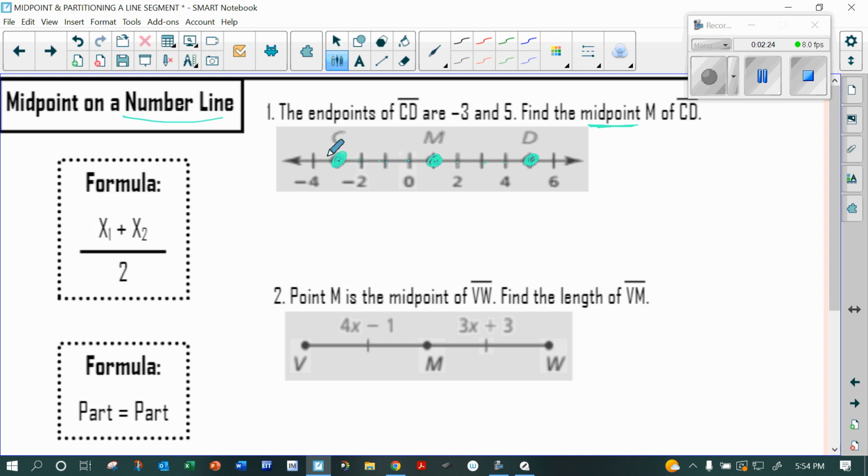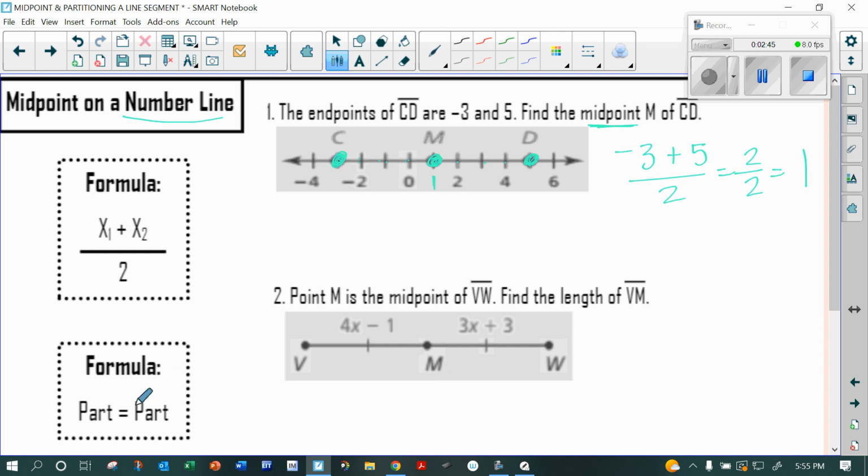The formula says to take the two numbers, so -3 plus 5, and divide by 2. So -3 plus 5 is the same thing as 5 minus 3, which is 2. And 2 divided by 2 is 1. So that is the location of your midpoint.